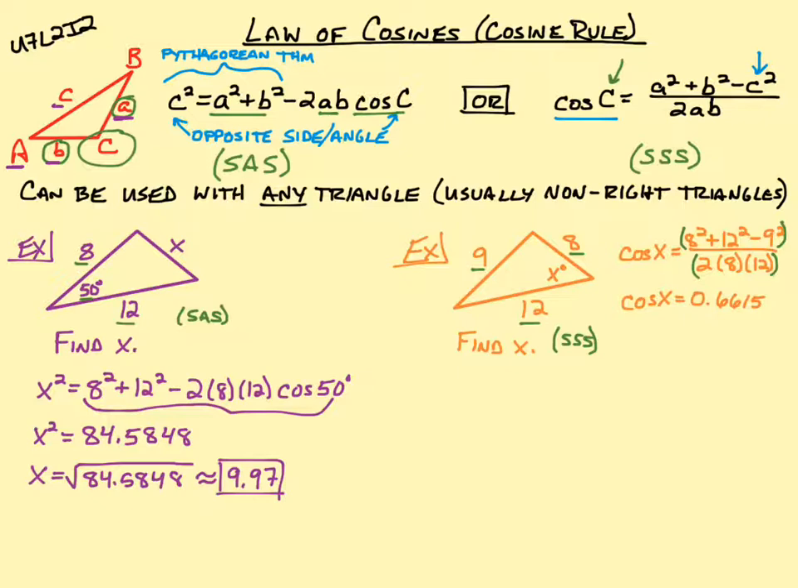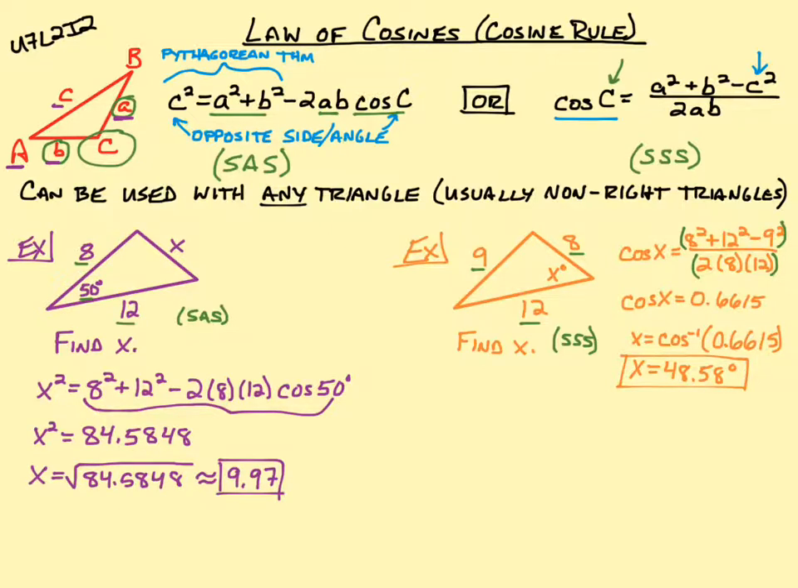0.6615. I don't want to know what cosine x is, I want to know what x is. So I'm going to have to take the inverse cosine of 0.6615, and that will give me an angle measurement of approximately 48.58 degrees. And that is our measurement for x.